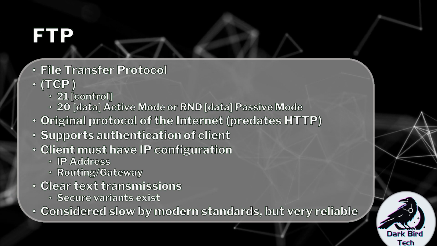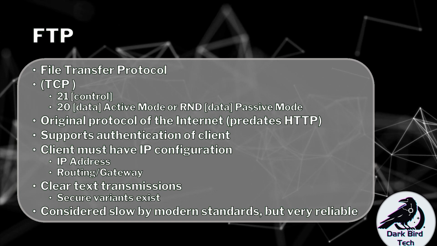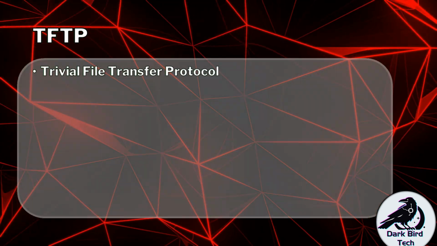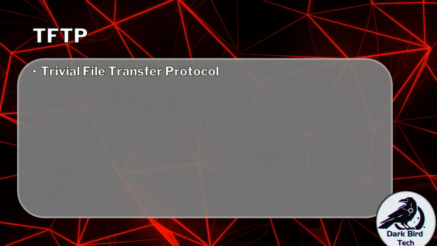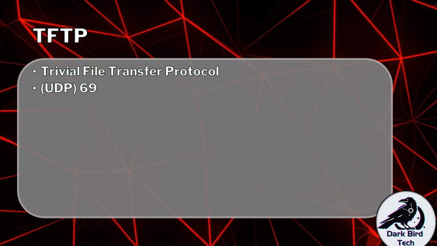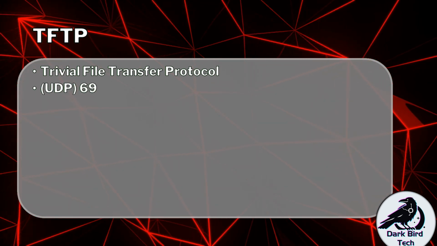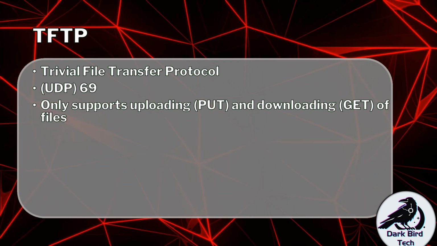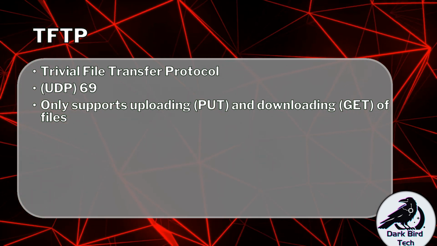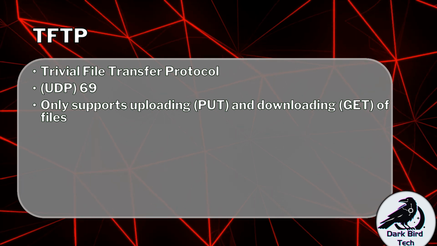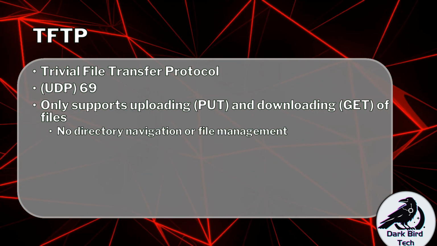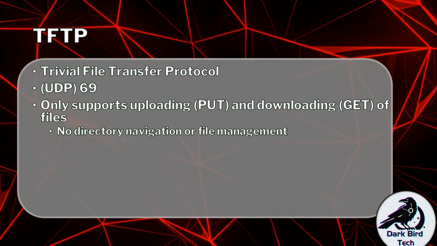Now, due to FTP's age and popularity, some variants have spun off, like TFTP, or the Trivial File Transfer Protocol, which runs through UDP port 69. Nice. And it is kind of weird in how it works. It only supports upload and download of a file, or put and get, as FTP calls it. No directory navigation or file management can be done.